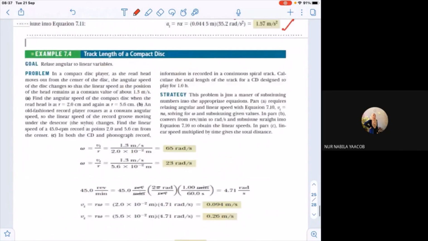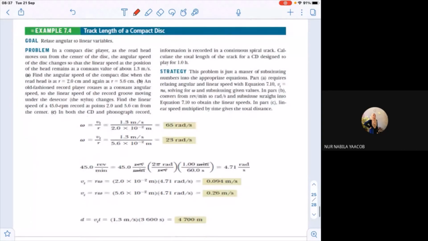Okay. So this is also the last example, I think. In a compact disc player, as the read head moves out from the center of the disc, the angular speed of the disc changes so that the linear speed of the head remains at a constant value. So speed v is 1.3 meter per second. Find the angular speed of the disc when the read head is at r equals 2 centimeter, and again at r equals 5.